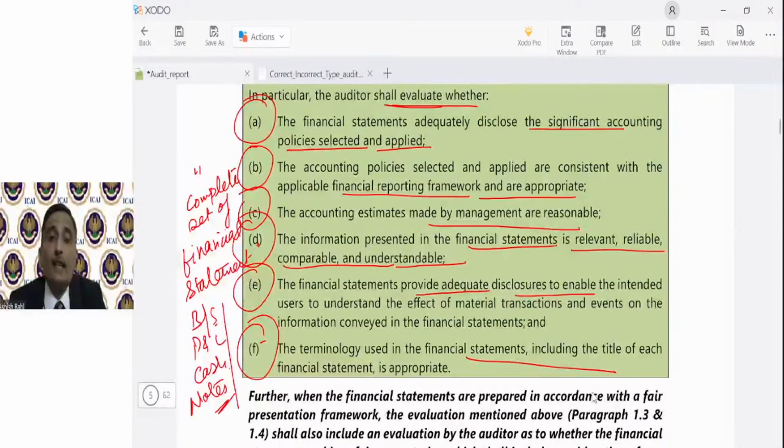And what is a single financial statement? A single financial statement means, say, when I simply refer to the statement of profit and loss, or when I singly refer to cash flow statements. These are single financial statements. So the terminology used in the financial statements, including the title of each financial statement, is appropriate. That heading of the financial statement is appropriate. It also has to be evaluated, to be seen by the auditor.